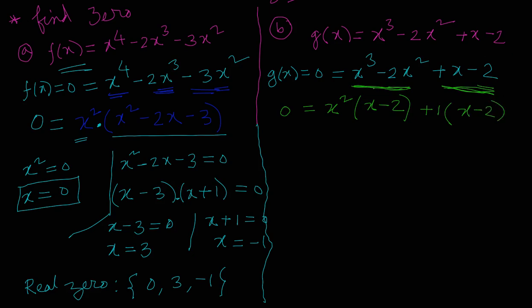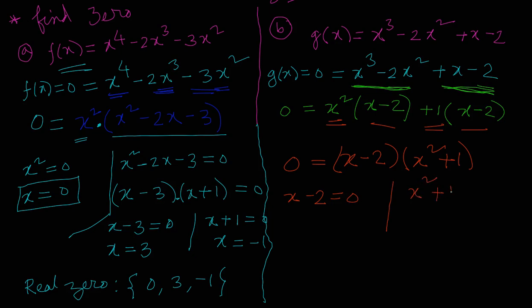Now if you notice, I have x minus 2 common in both. So I can write x minus 2, then x square plus 1, which is equal to 0. So what can I write? I can write x minus 2 equal to 0, and I can write x square plus 1 is equal to 0. So I can write x equal to 2. So this is one real zero solution.